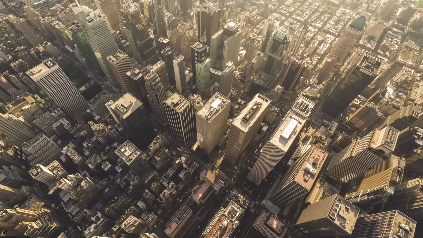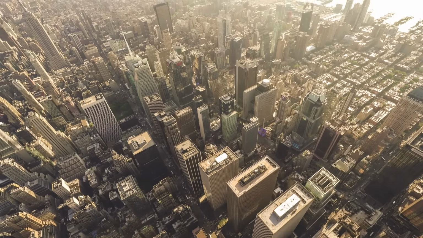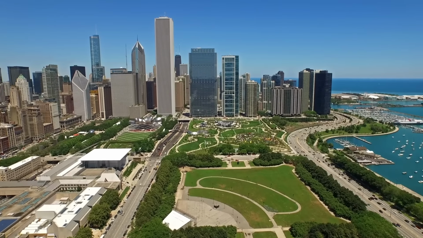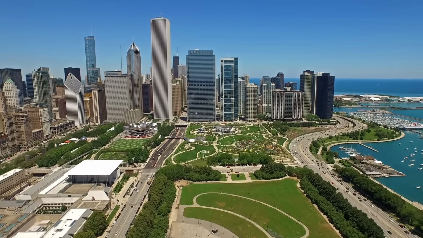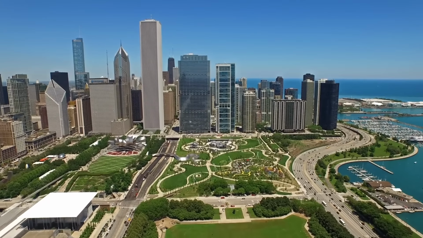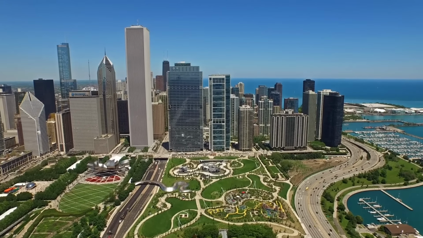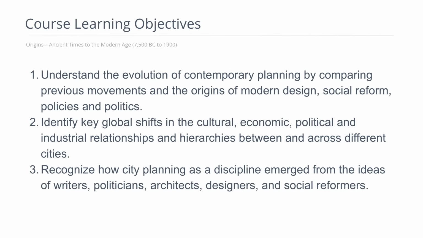We'll talk about the beginning of reform movements in planning and the way that city planning began to come together as a discipline, bringing together architects, designers, political thinkers, writers, and theorists, and activists into what we now know as planning. In this course, students will understand the evolution of contemporary planning by looking back at previous movements.